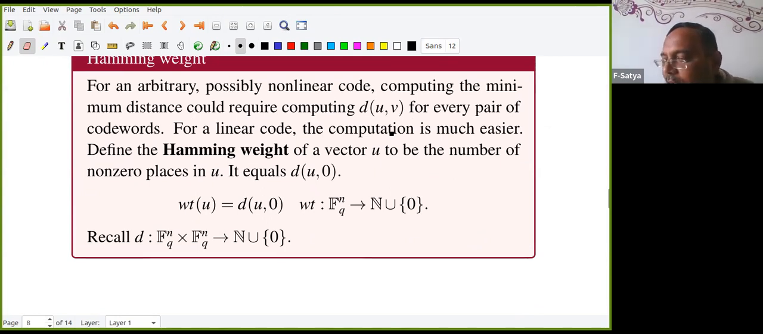You remember last time I asked, and Amya answered that question. If the size of the code is m, in order to find the distance of the code, how many comparisons did I have to make, right? We said m choose 2, m into m minus 1 by 2. So if the size is very large, then that many comparisons I cannot make. That is very difficult.